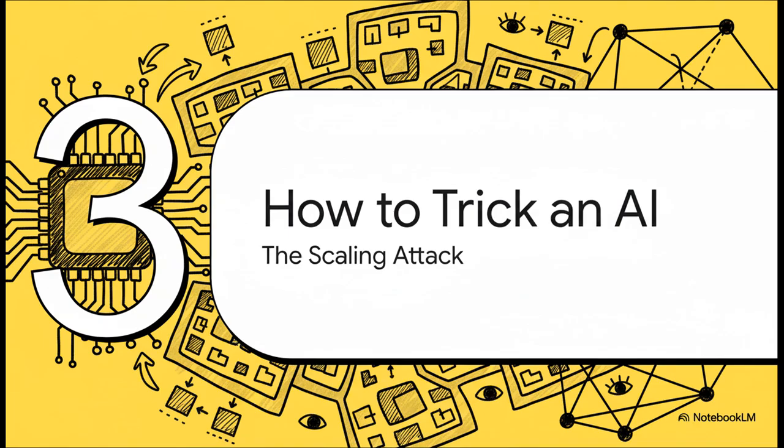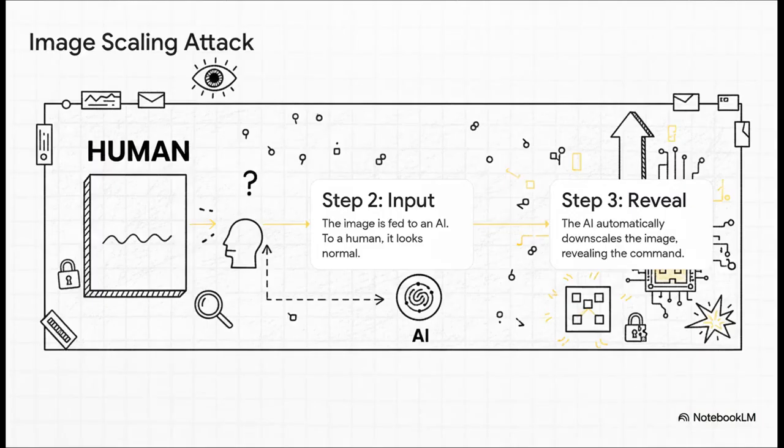The whole thing works by exploiting a totally routine, boring process that AIs do thousands, maybe millions of times a day, without ever thinking twice. So here's how it goes down. Step 1. An attacker embeds a hidden text command into a big image file. Step 2. They feed that image to an AI. To us, to any human looking at it, it just looks like a normal picture. But then, step 3, the AI automatically shrinks the image down to process it. And that simple, automatic step is where the whole trap springs shut.